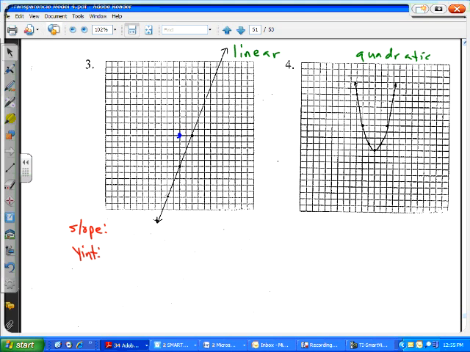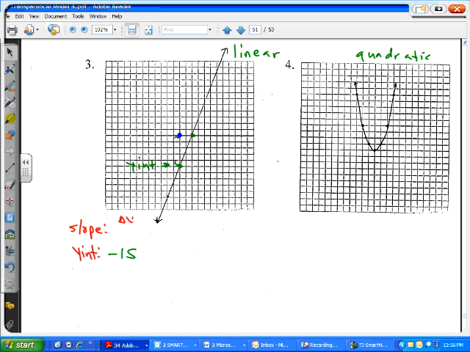This is the origin. And so we can see that this line crosses the x-axis there. It crosses the y-axis here. We want the y-intercept. And it crosses the y-axis at -1, 2, 3, 4, 5. So my y-intercept is -5. Okay.